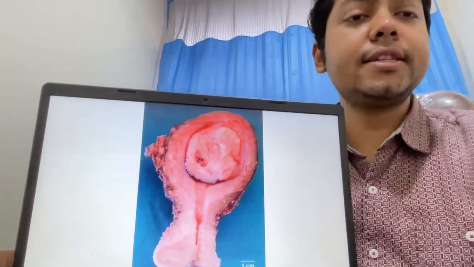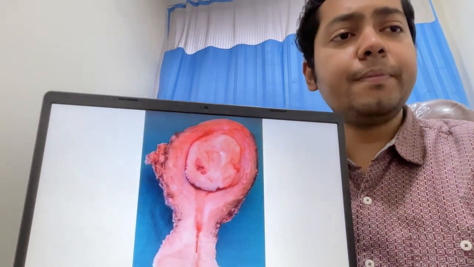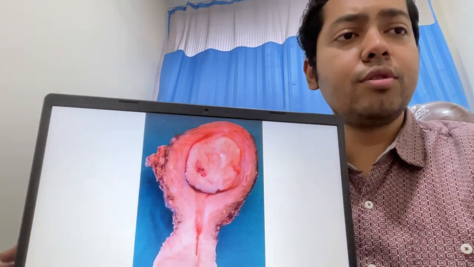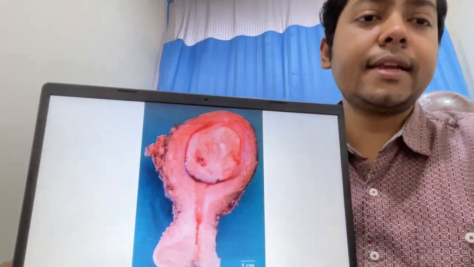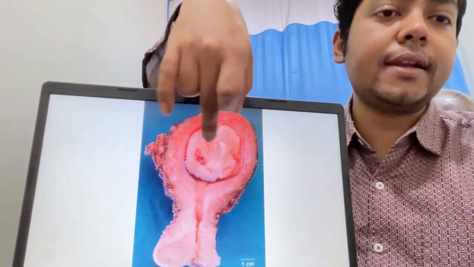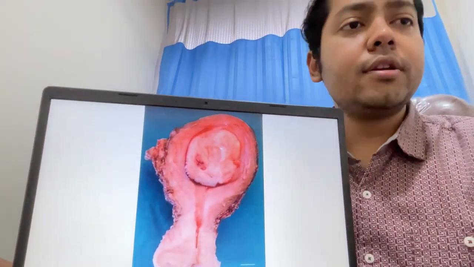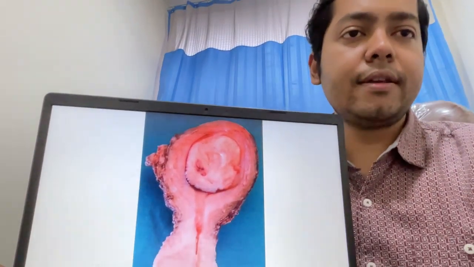And how do you treat this patient? If the family is not complete, then we will go for hysteroscopic myomectomy, that is from inside. Hysteroscopically you will go inside and do myomectomy, cut this and bring it out. And if the family is complete, we will go for total hysterectomy, which is done for this patient.